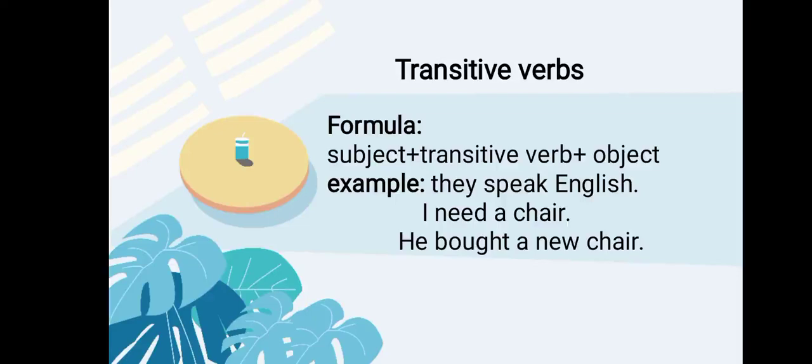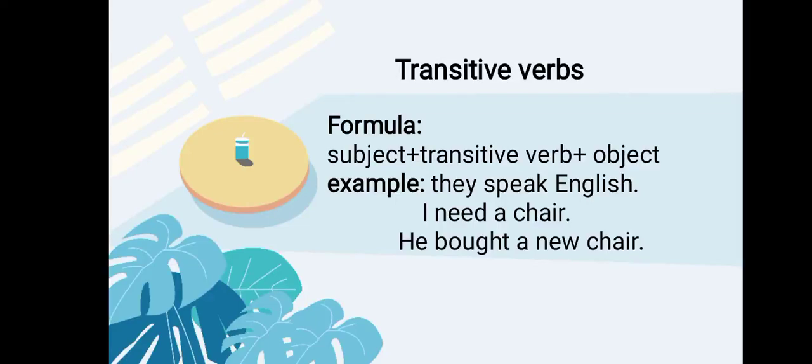So let's learn the formula of the transitive verb. You will use a subject, a single person or plural persons, or I, we, you, they. These are all subjects, the person who is working. Then you will use a transitive verb, which means an action verb. Then you will use an object. Here is an example for you: They speak English. They are the subject, speak is used as an action verb, meaning transitive verb, and the object is English.